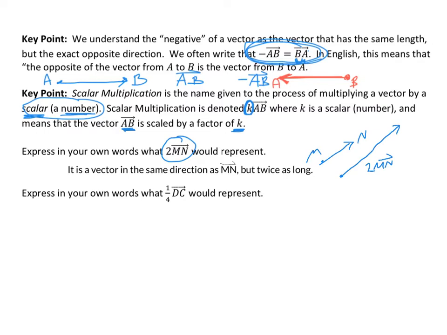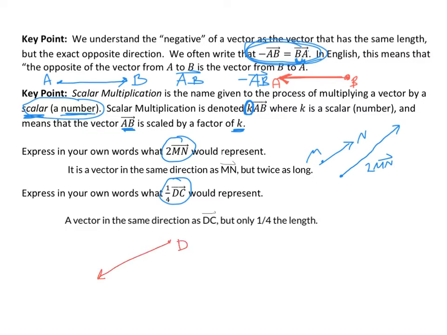And then think through the same thing. In your own words, what would 1/4 dc represent? Well, hopefully you've got the idea that this is going to be a vector in the same direction as dc, but only a quarter as long. So, for instance, if the vector dc were doing this, where this is d and this is c, then a quarter dc would be me trying to draw the same direction, but only about a quarter of the length. Okay, so a scalar multiple is really just this idea that when you put a number in the front, you're scaling the vector with the same direction to be shorter or longer by this scale factor.